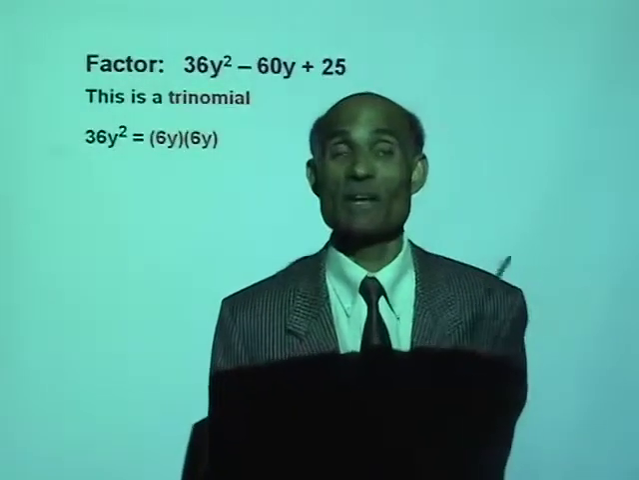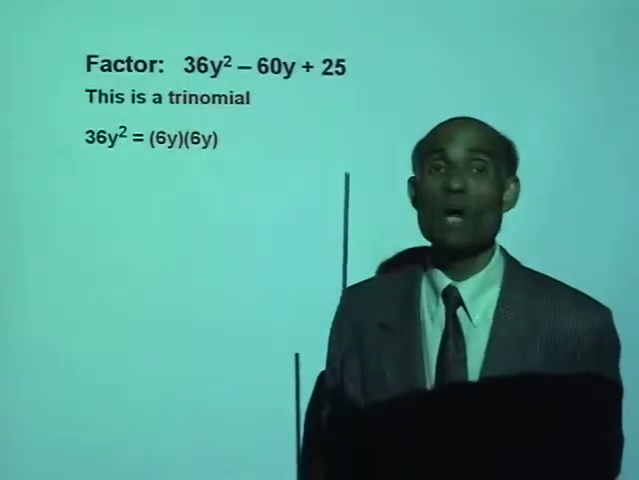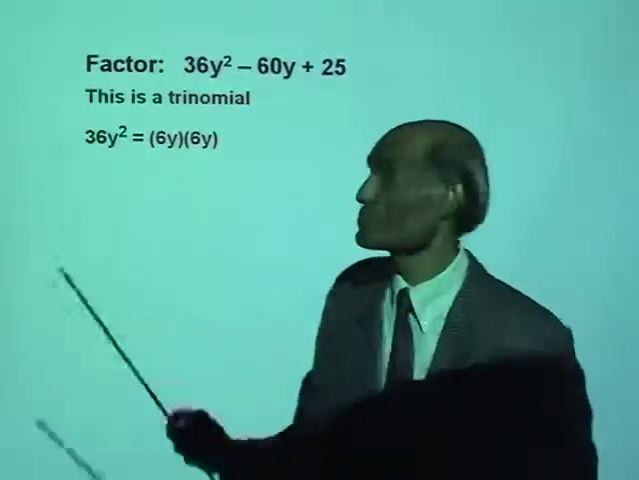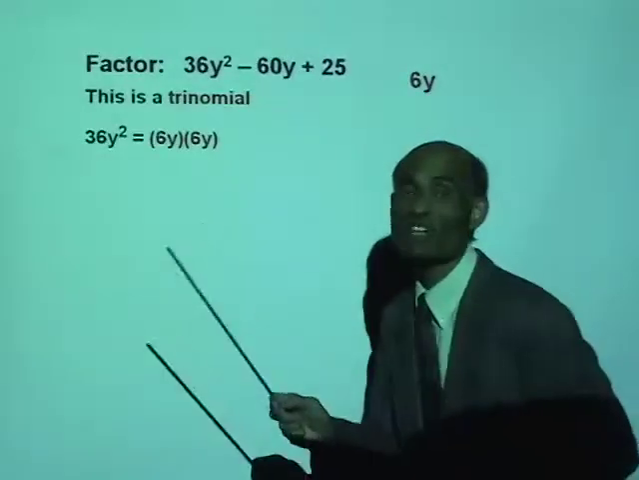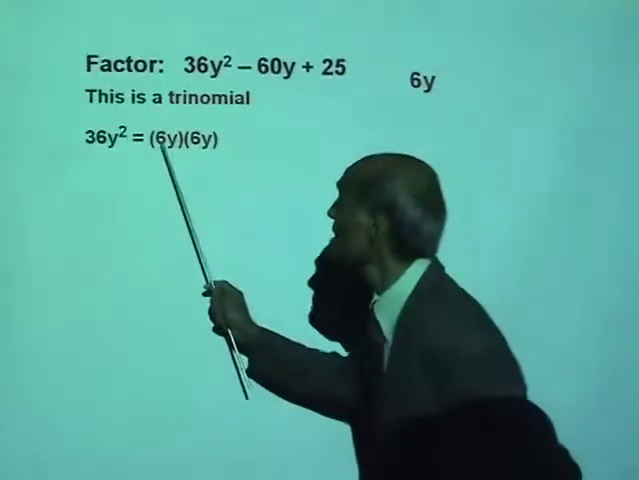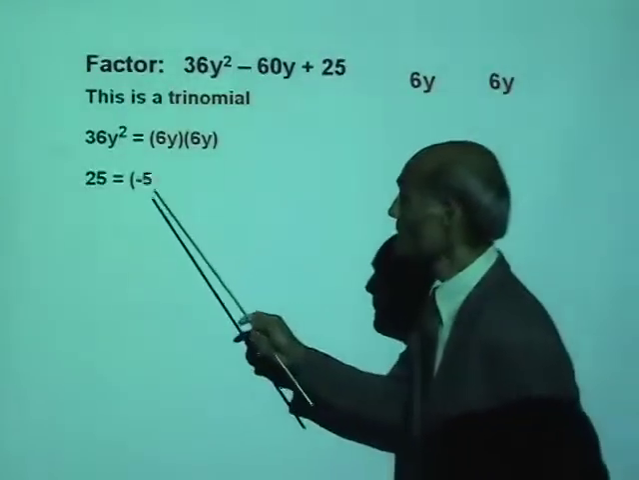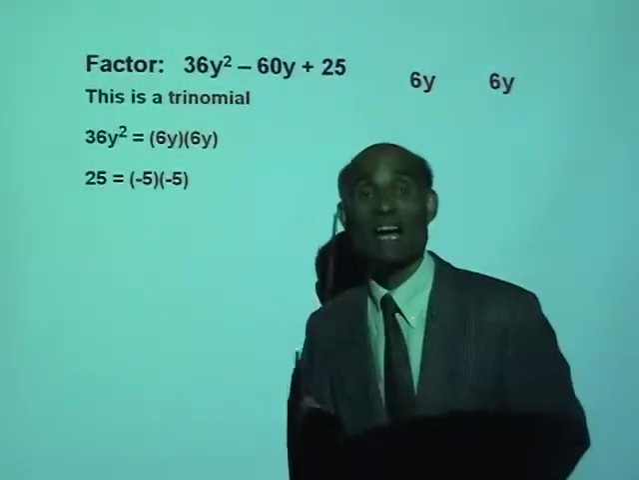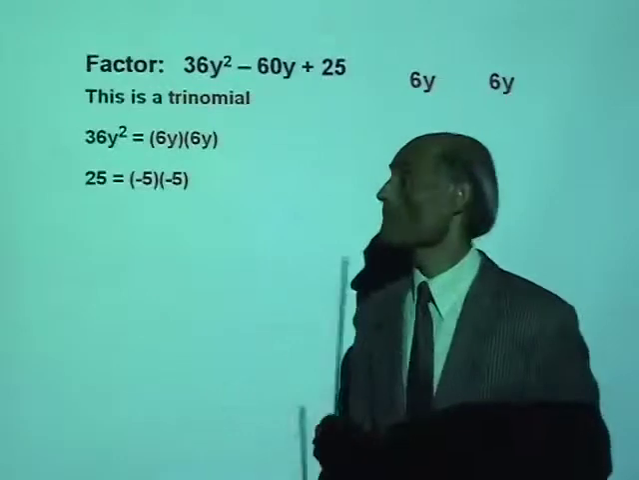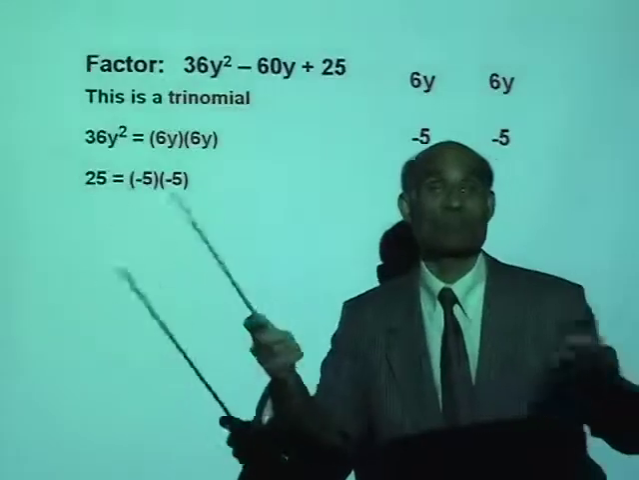You remember how to do that? When the last term is positive and the middle term is negative, both the factors of the last term must be negative. So 25 will be factored as negative 5 times negative 5. But first let's write this 6y and 6y side by side. 25 is factored as negative 5 times negative 5. I hope you understand why. And write that negative 5 and negative 5. It doesn't matter, they are all the same.